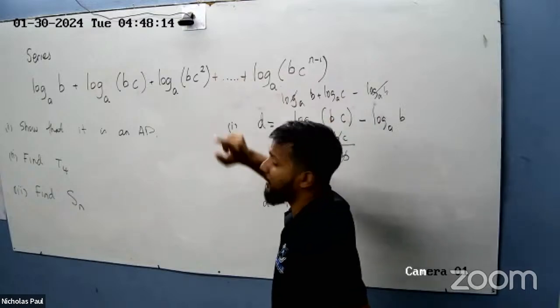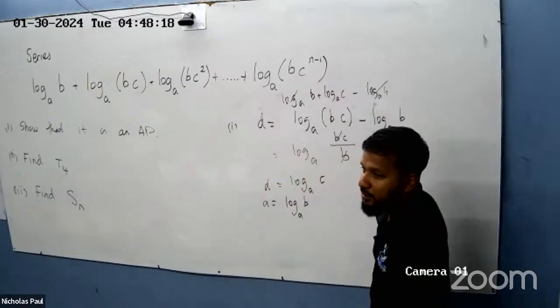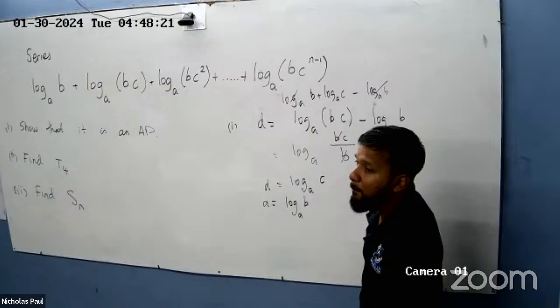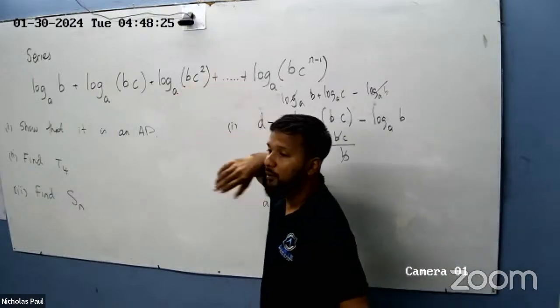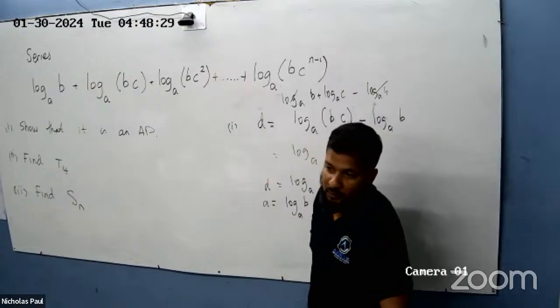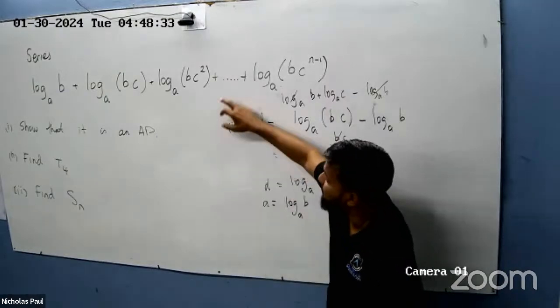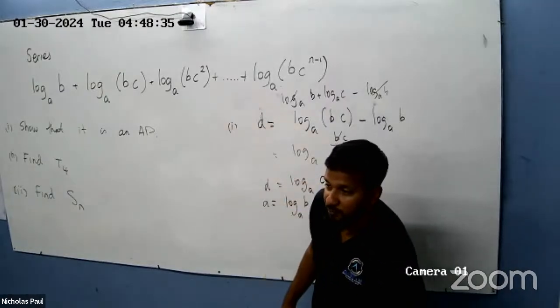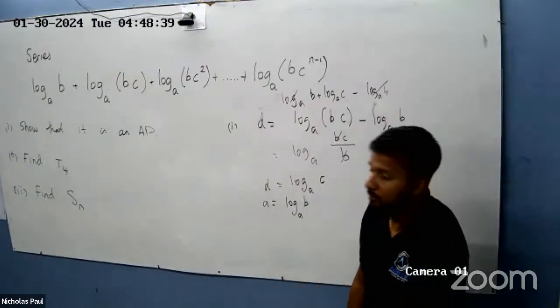So what's the fifth term then, Faith? If you see it, what's the fifth term? The fourth term is log A, B, C cubed. So what will be the fourth term? What will the fifth term be?